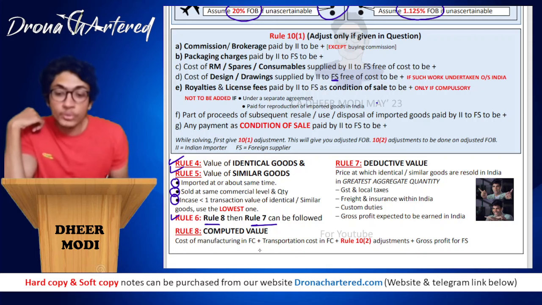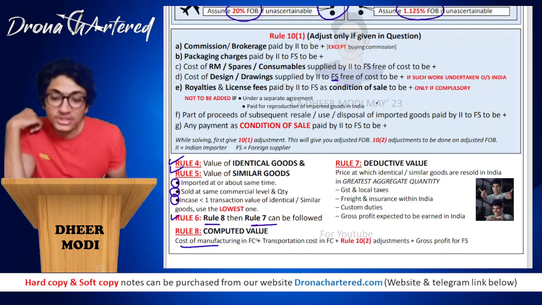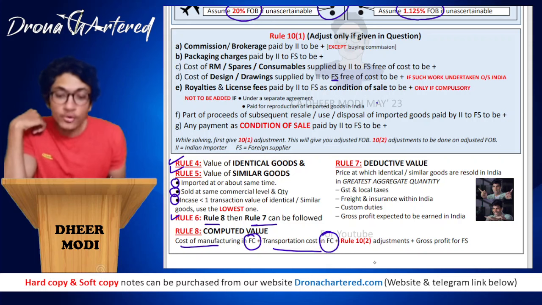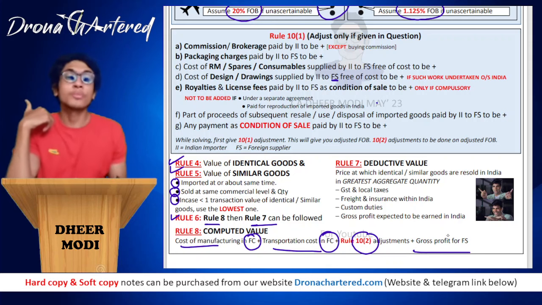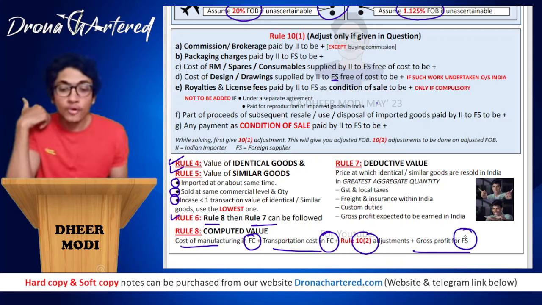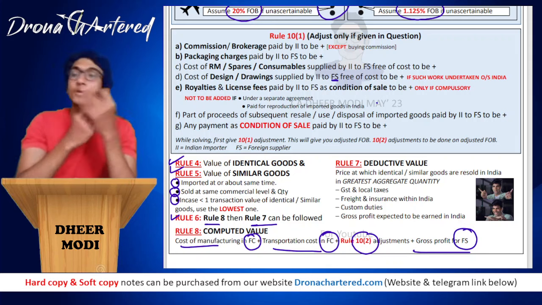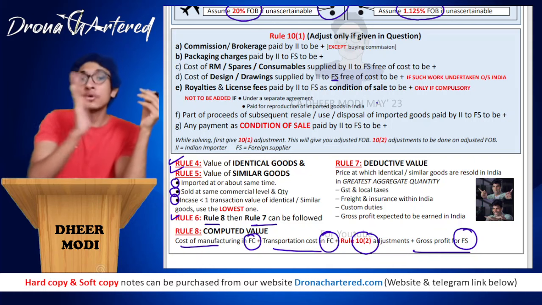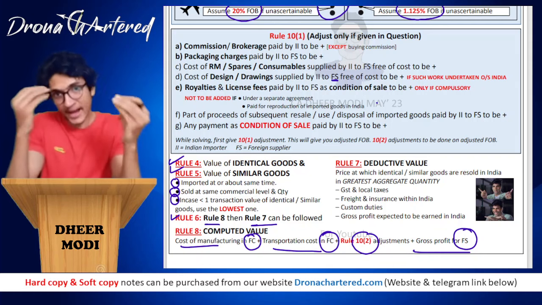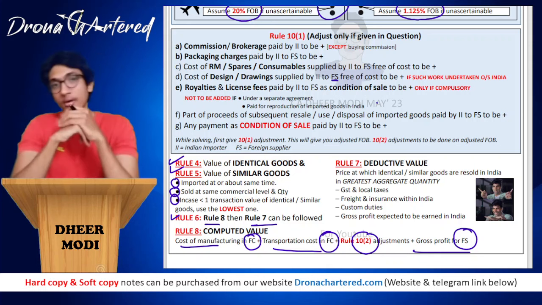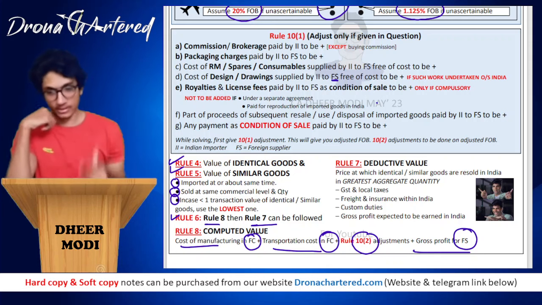Rule 8 says computed value, that is cost of manufacturing in foreign country plus transportation cost in foreign country plus your rule 10.2 adjustments. 10.2 adjustments are your mandatory adjustments, plus gross profit of your foreign supplier. This is your computed value. So basically you start from cost, add any costs that are incurred, you add his profit also, and add your 10.2 adjustments. That will be your value that we will consider.